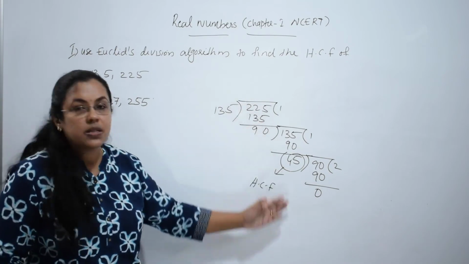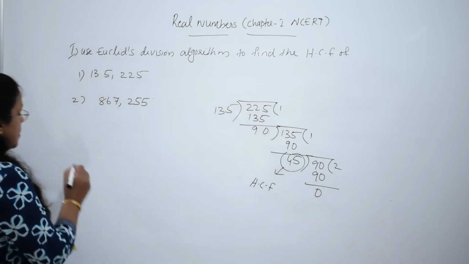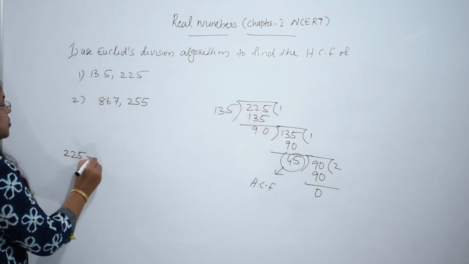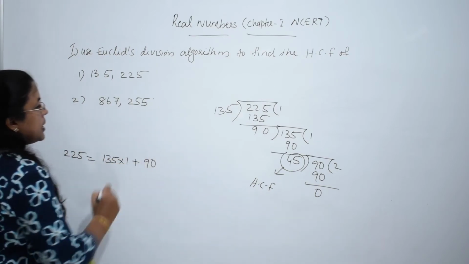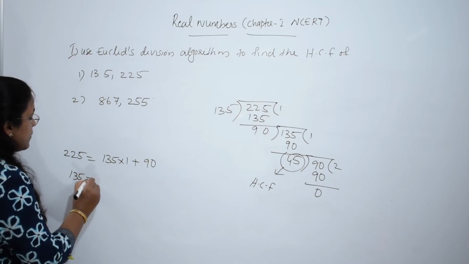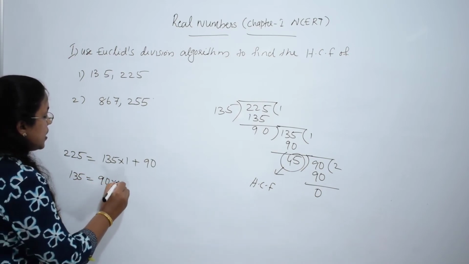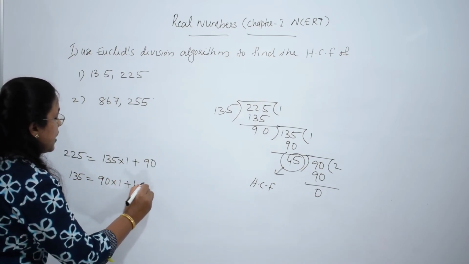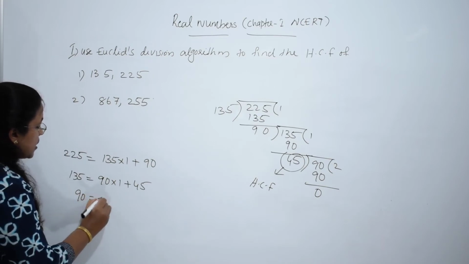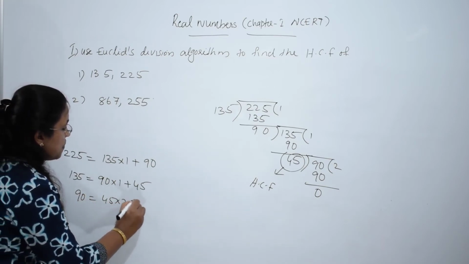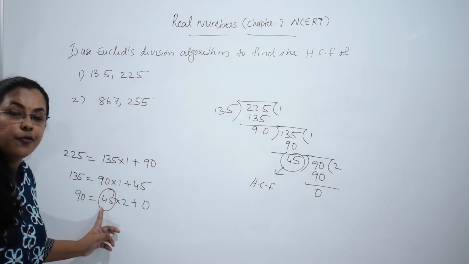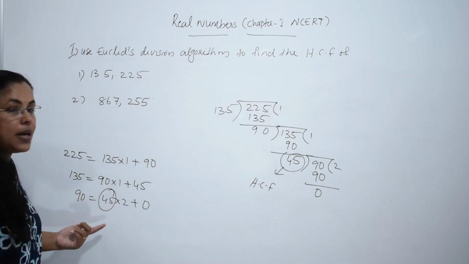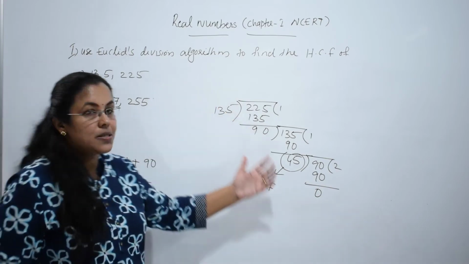We can write it in this way also. 225 is 135 into 1 plus 90. Now 135 is equal to 90 into 1 plus 45, and 90 is equal to 45 into 2 plus 0. Then the last divisor is 45. 45 gives the HCF. Hope it is clear to you.